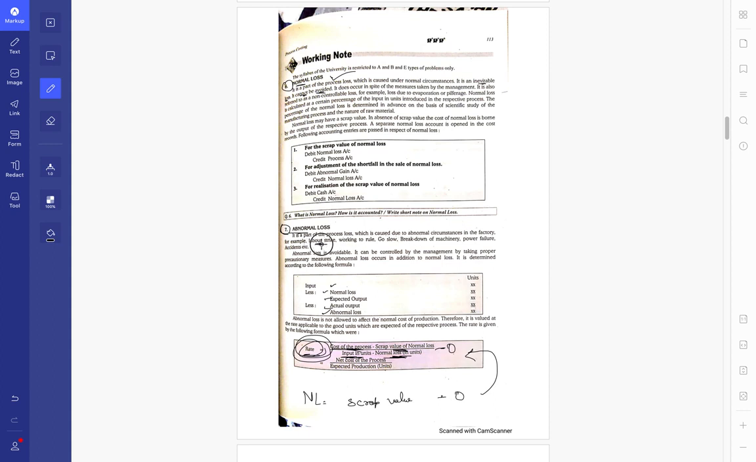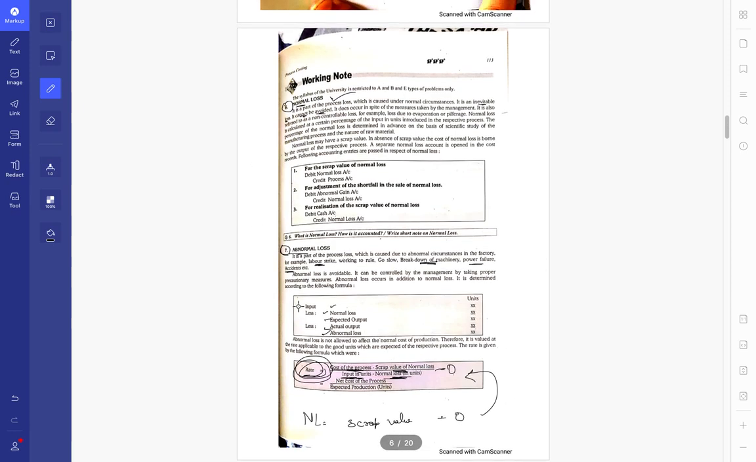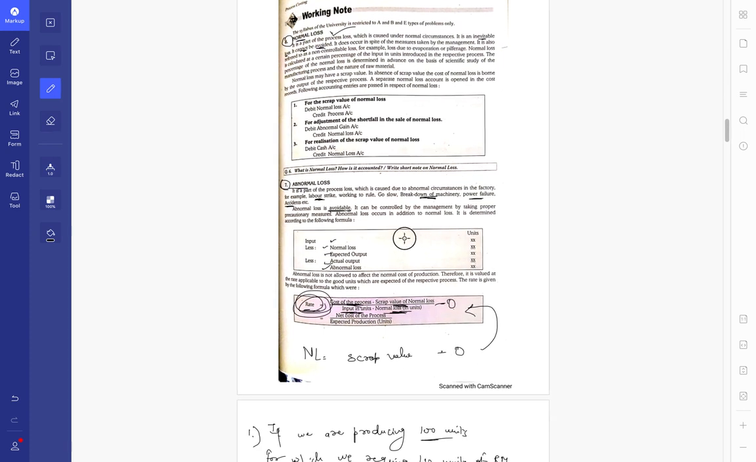It could happen due to labor strike. If labor goes on strike, you will incur cost. You won't be producing goods, but you will incur cost. You could have a breakdown of machinery or power failure or accident, like I explained over here, or your oil truck spilled. So you lost all the oil. It became a loss for you. It is an avoidable loss. How can you avoid it? You can insure it. You can take insurance for it, or you could take preventive steps for it.